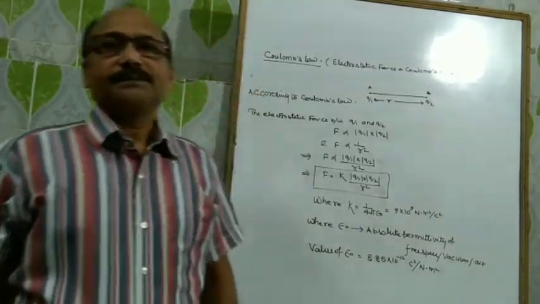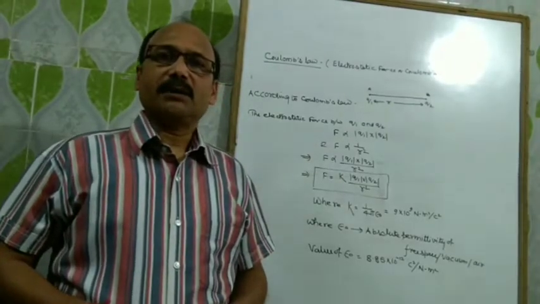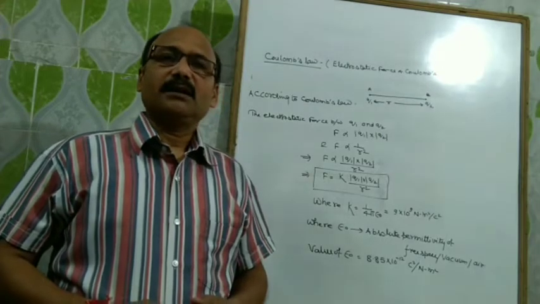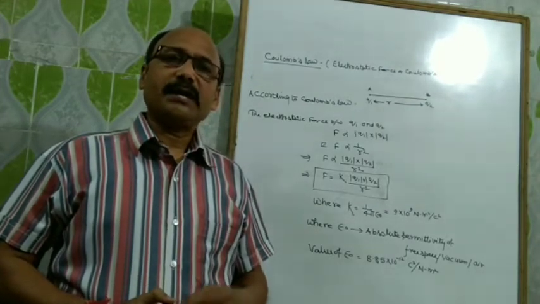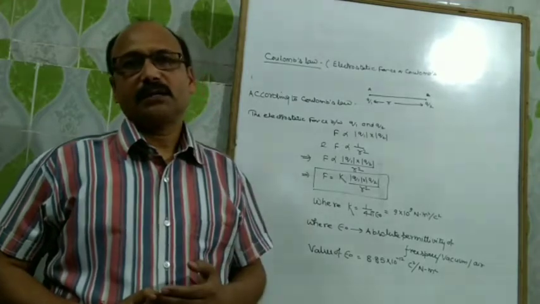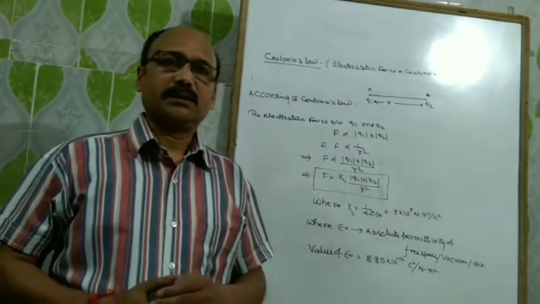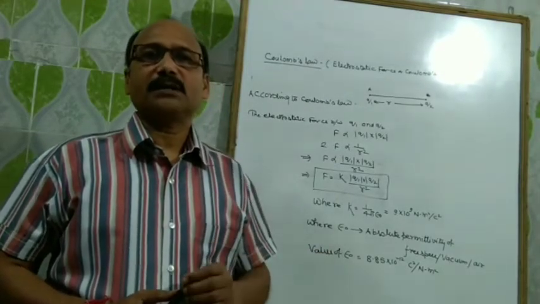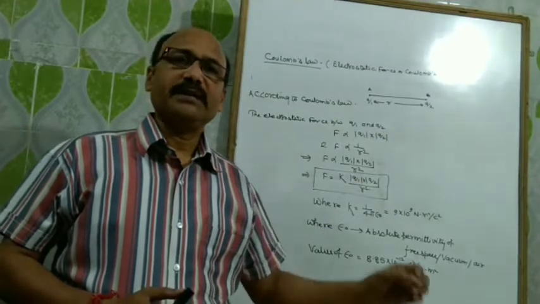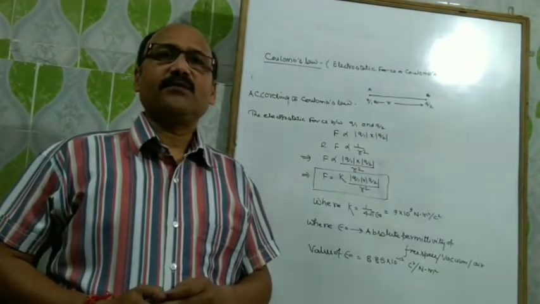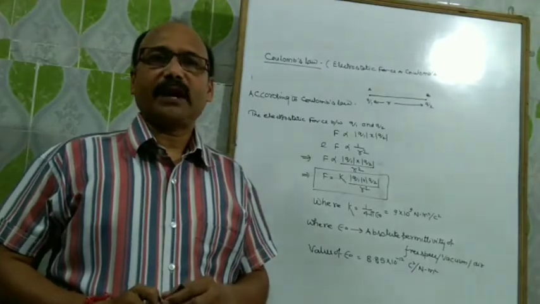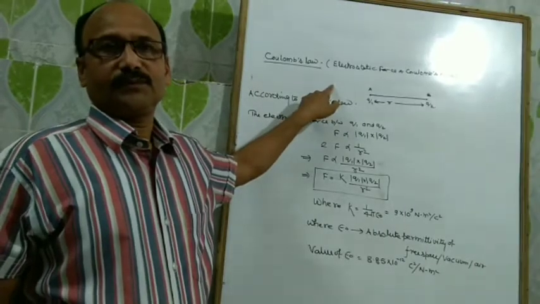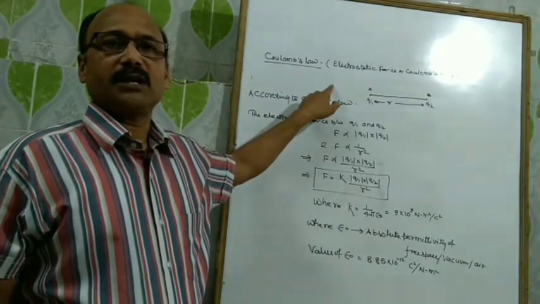Good morning, everybody. Last day we had studied about the basic properties of electric charges. In those, we had studied that like charges repel each other and unlike charges attract each other. It means there is a force of attraction or repulsion between them. This force of attraction or repulsion can be found out with the help of Coulomb's law. So we have to study about Coulomb's law today.